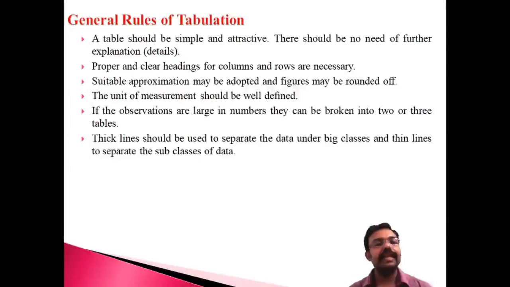And once again, a table should be simple and attractive, and proper clear headings for columns are essential. That's row-wise information and column-wise information. Suitable approximations mean figures are to be rounded off, and the unit of measurement should be given. A large number of observations can be split into three or more tables, and a thick line should be used to separate the data. The big classes and the lines should be separate. That means if you are using the APA style, it is horizontal lines only. These are the important rules for the tabulation.